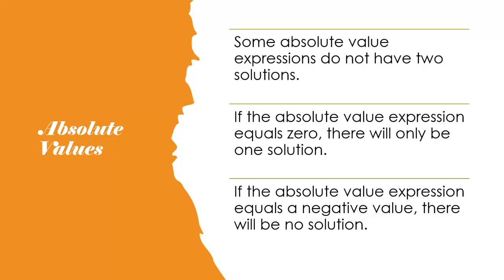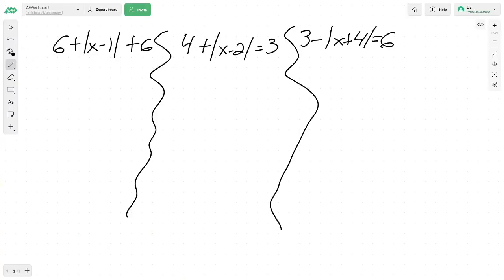Some absolute value expressions don't have two answers. If the absolute value expression equals 0, there's only going to be one solution. And if it equals a negative number, then there will be no solutions. Let's look at some more examples of absolute value equations here.